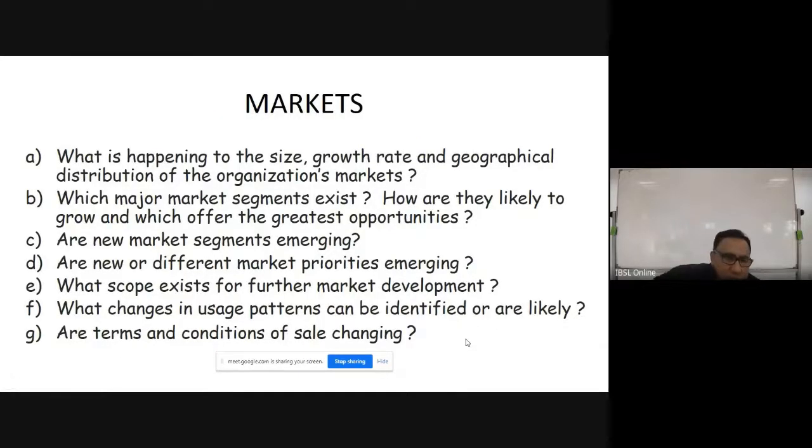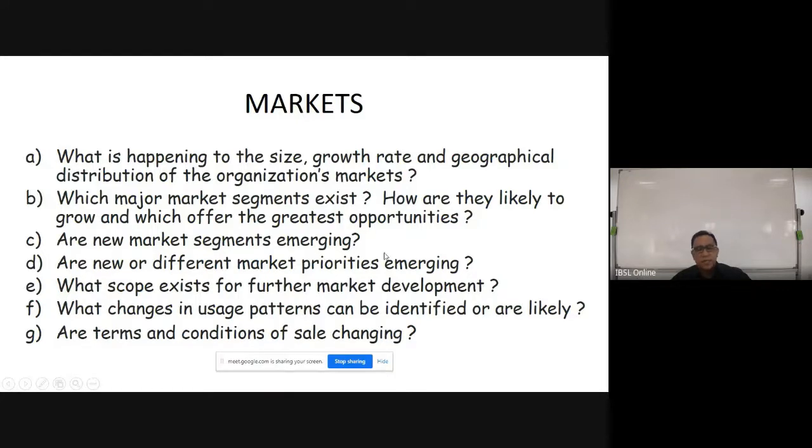The markets. What is happening to the size, growth rate, and geographical distribution of the organization's markets? So be mindful of whether your market size is growing or static, and geographically how it is distributed. Which major market segments exist? How are they likely to grow, and which offer the greatest opportunities? Are new market segments emerging?